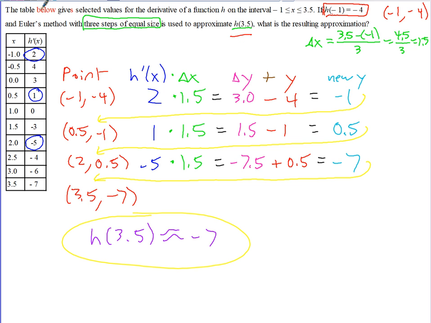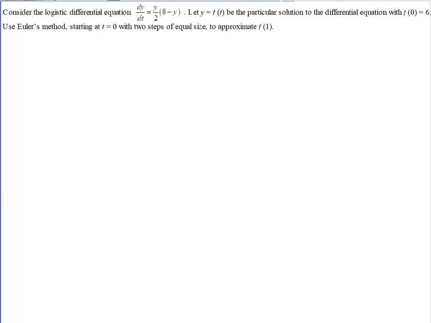All right, let's take a look at the next one here. So this one says, consider the logistic differential equation. We'll talk about those later on in the school year. But for now, we're going to use them using Euler's method. We'll come back to what other things you can figure out with those special types of differential equations later on.